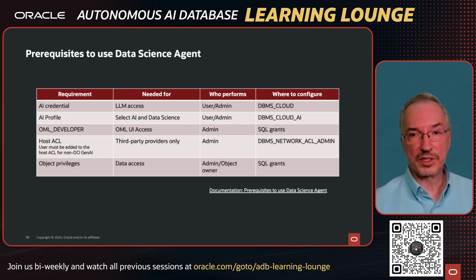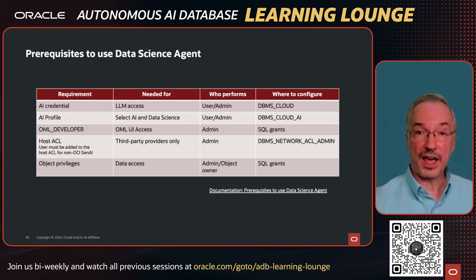Now, there are a few prerequisites for using Data Science Agent, and you'll find these covered in the product documentation as well. First, to access an LLM, whether through OCI GenAI or a third-party provider, you'll need an AI credential. And it's worth noting that Select AI also supports privately hosted LLMs. Now, since Data Science Agent is built on the Select AI agent framework, you'll also need an AI profile. And that profile, as we discussed earlier, tells the agent which AI provider and model to use, along with other settings that can help tune the results.